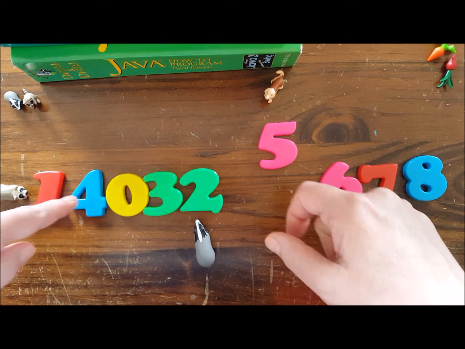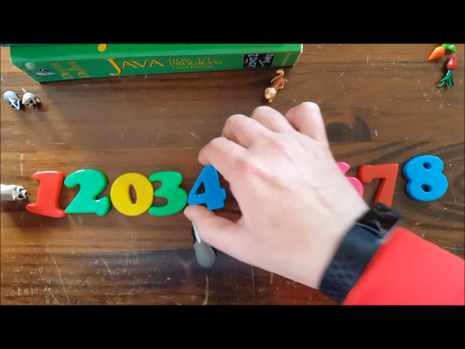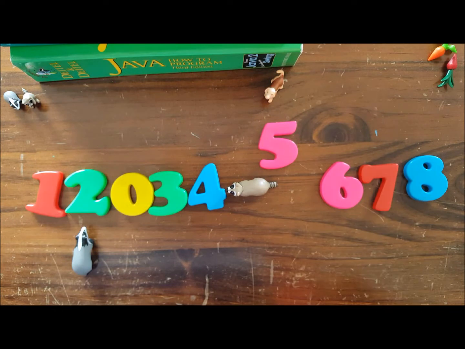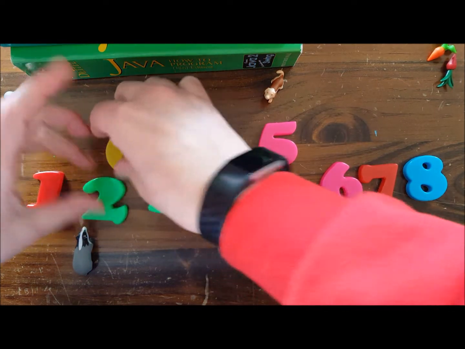So 1's okay, 4 isn't. So we're going to swap them. Remember where the pivot is and start going from the other side. So, 4's okay, 3's okay, 0's not okay. So we're going to swap them.